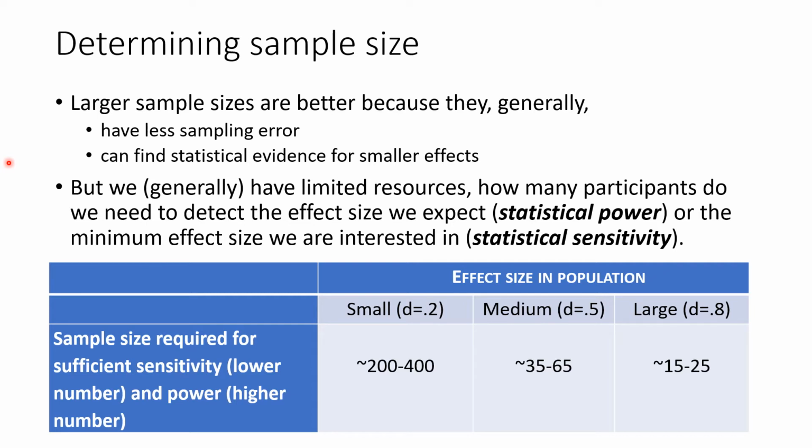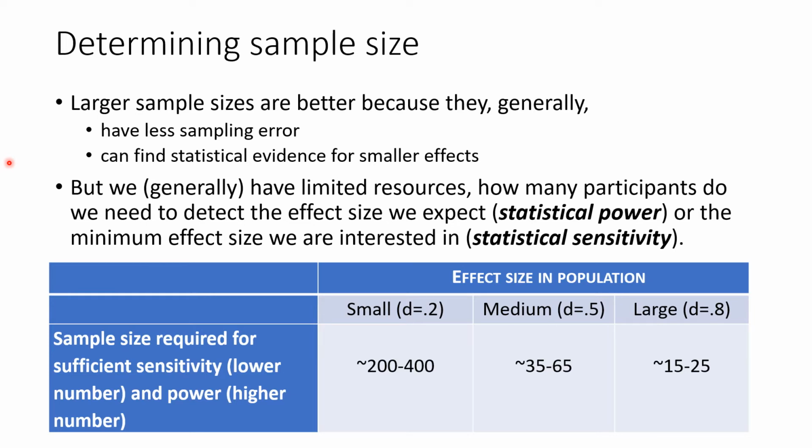Now, there's actually two approaches to this question of how many participants I need. One approach is called statistical power, and another is called statistical sensitivity. They're related, but they're not exactly the same. Generally, you can think of statistical power as answering the question, how many participants do I need to detect the effect size that I expect? So if you read the literature, and in the literature, they are reporting large effects for overestimation, large effects for the optimism bias.